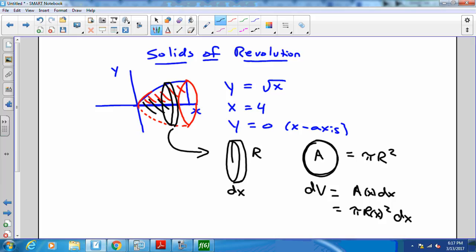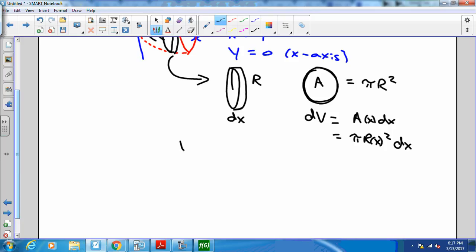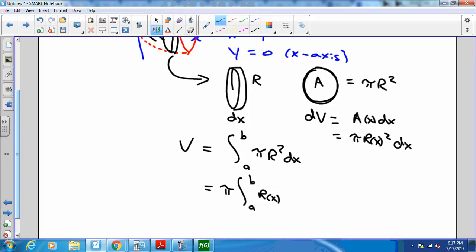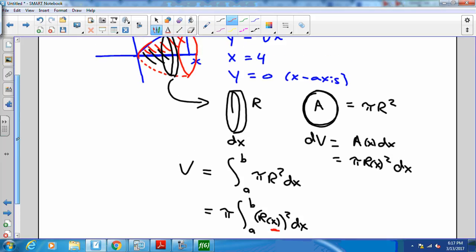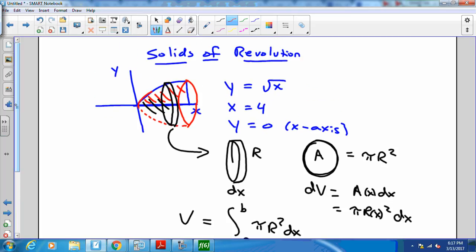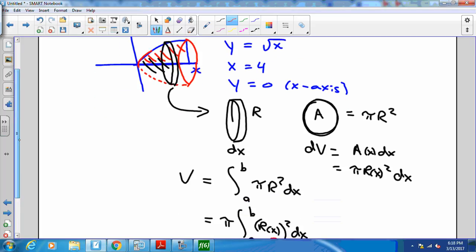And therefore the total volume of this solid, the entire thing, is going to be found by adding up all of those disks. The volume is going to be the integral from first to last of pi r squared dx. And usually we bring that constant pi to the outside. And sometimes you'll see me emphasize the fact that the radius is a function of the variable x.